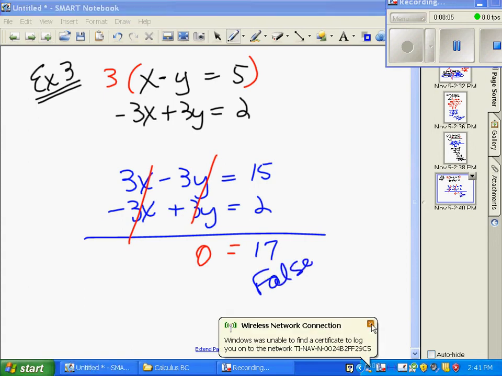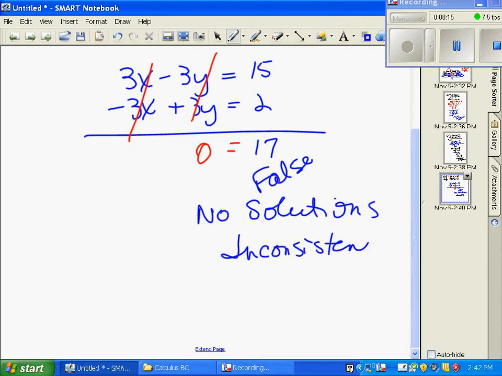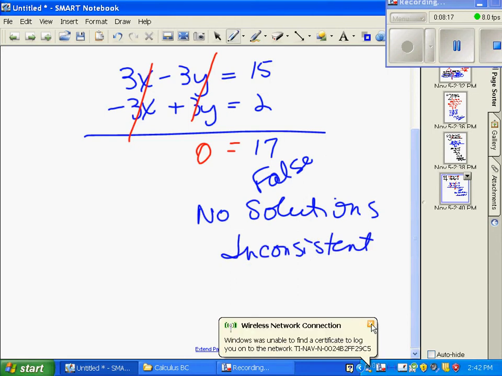If it's a false statement, that means you have no solutions, and it is inconsistent. So these were two parallel lines. Okay, if it's a true statement, then you know it's the same line, and basically it's infinitely many solutions. And I'll show you how we're going to do that one.